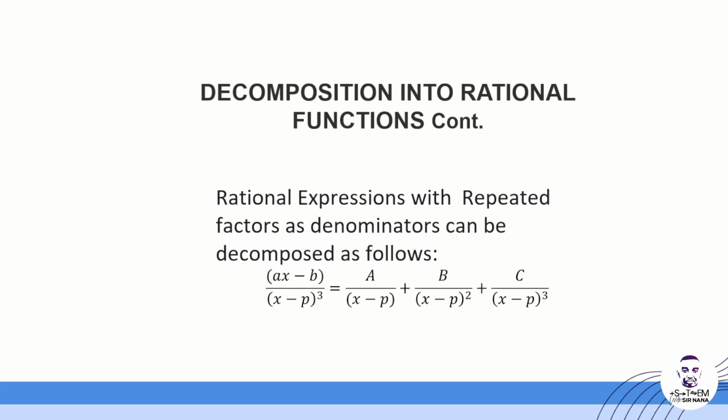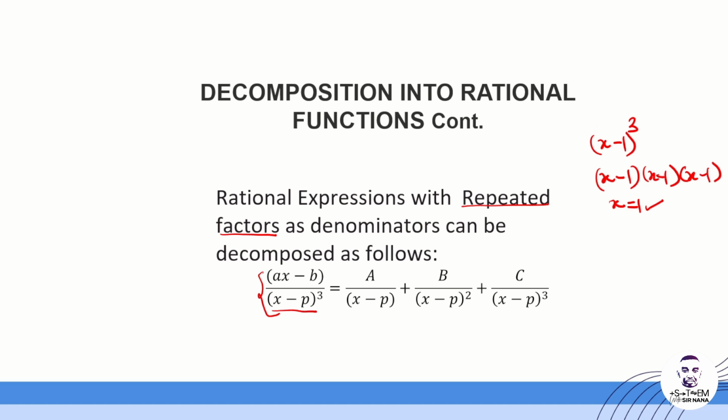So for rational expressions with repeated factors as denominators, when we have a rational expression of this form, we see a repeated factor in it, for example, x minus p all cubed. This implies that, for instance, we can have x minus 1 all cubed. And that would mean that the factors are x minus 1, x minus 1, and then x minus 1. So it means that it has three factors which are all x equal to 1.